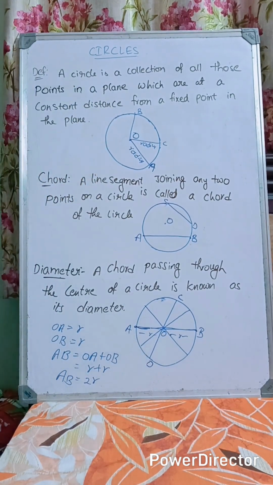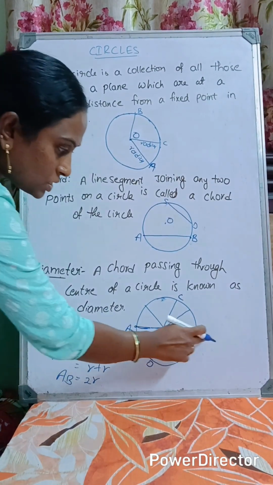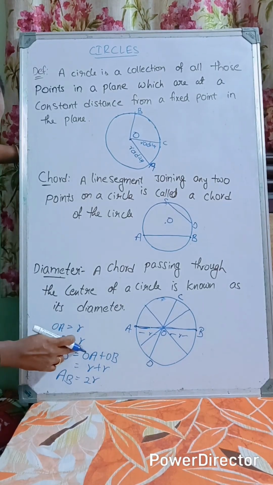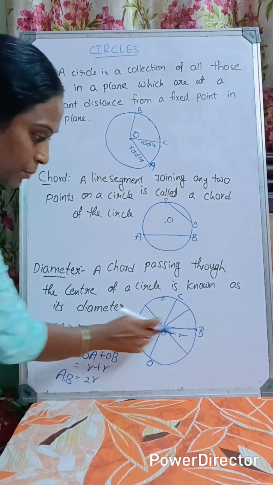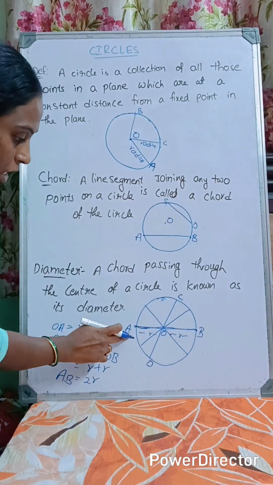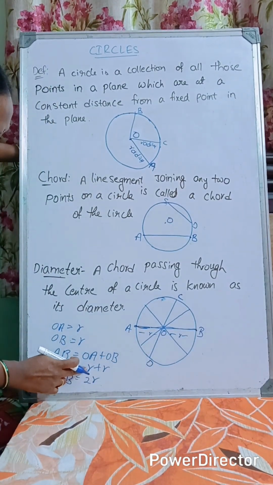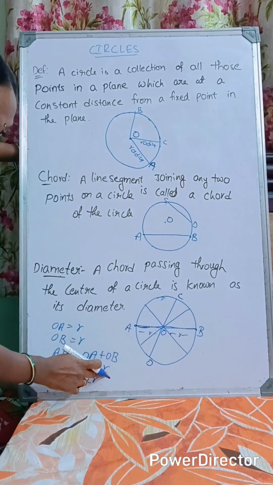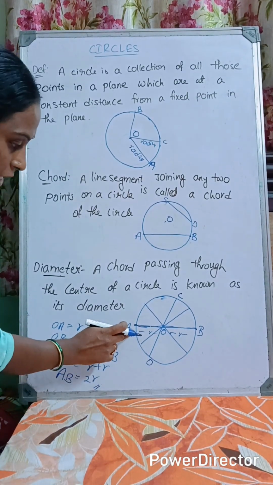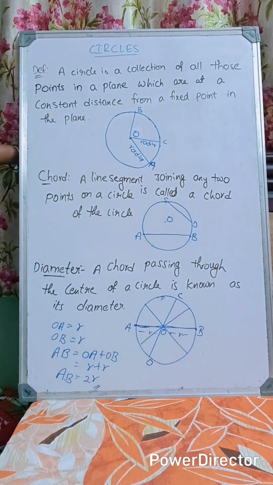Now, as we know, OA is equal to R and OB is equal to R here. What is the length AB? It is the diameter. How will we get it? By adding OA plus OB. OA is R and OB is R. OA plus OB is nothing but 2R. That means diameter AB is equal to 2 times the radius.